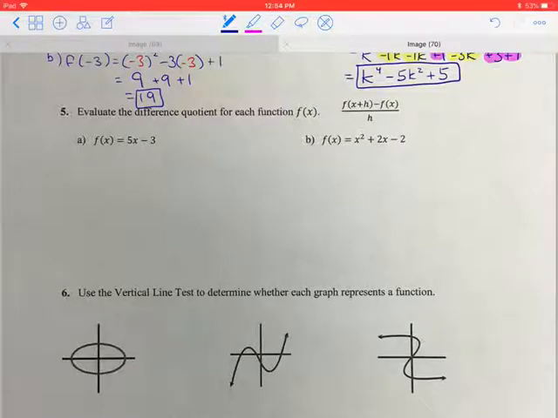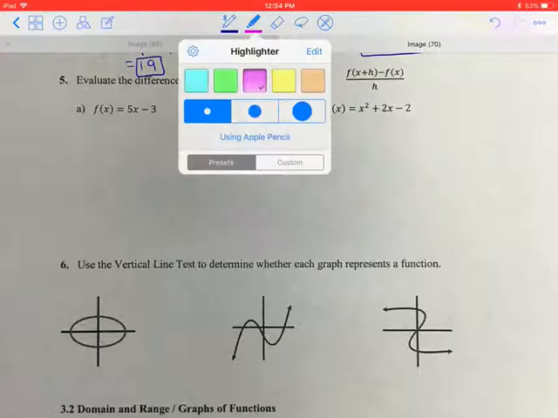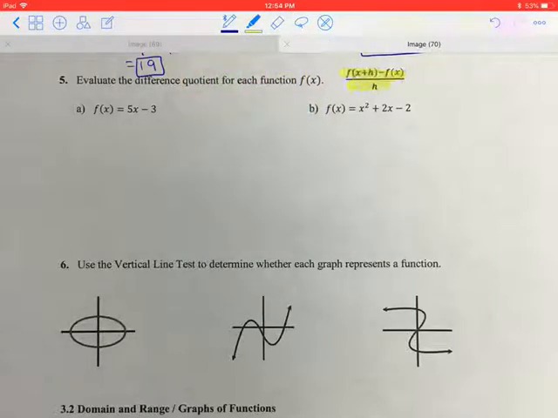Okay, we're on number 5 on the review. This is the difference quotient, which is one of the more difficult problems. So I want to evaluate this quotient right here.